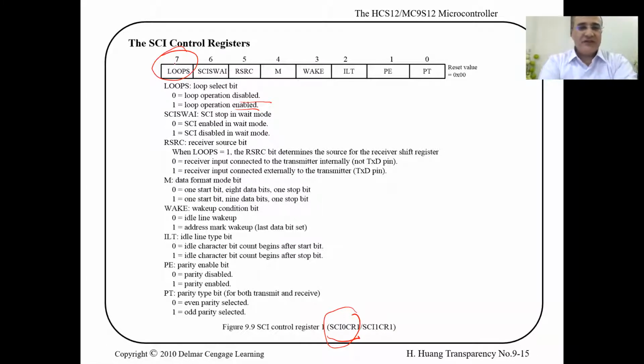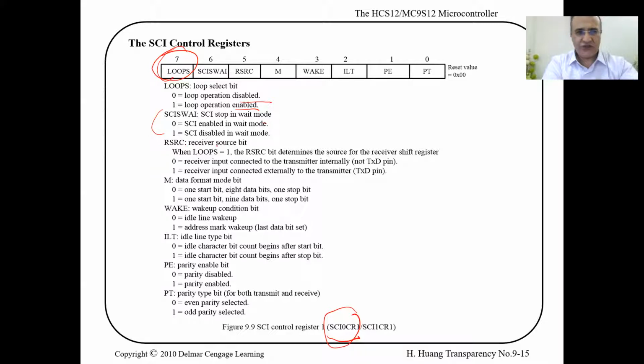Nice. So this is the loop select bit that we can use. I'm not going to concentrate on the wait, freeze, and those things. So what will happen to the SCI module in the wait mode? Is it going to be disabled or enabled? Okay.